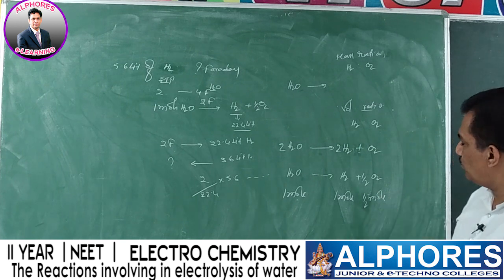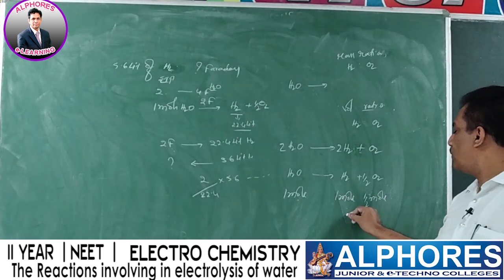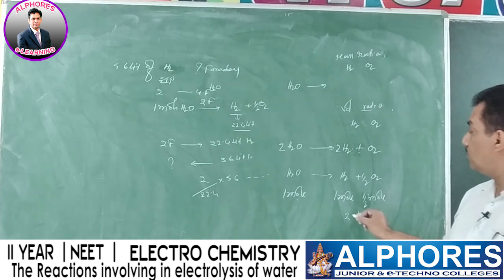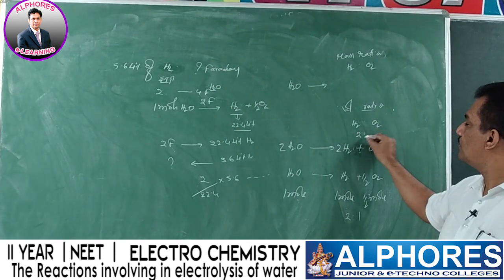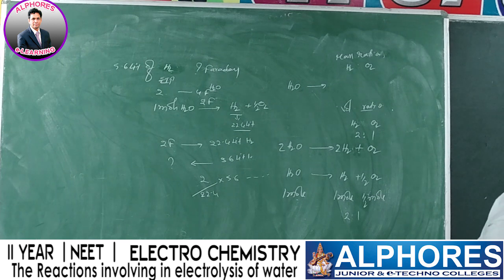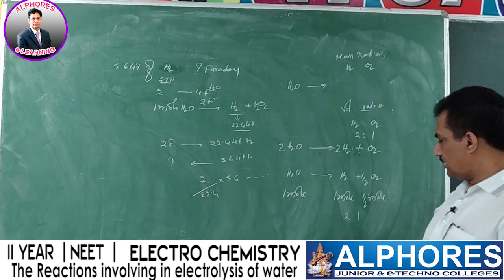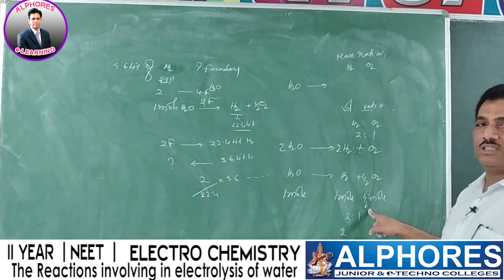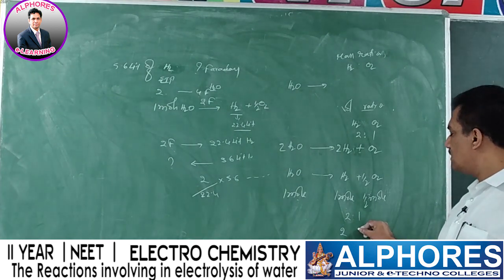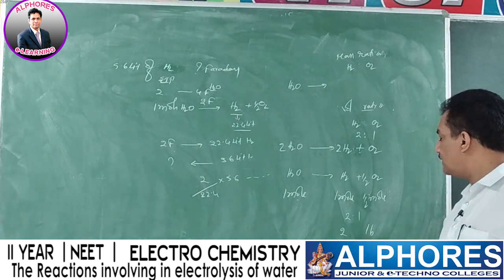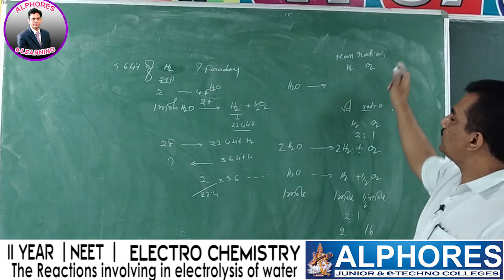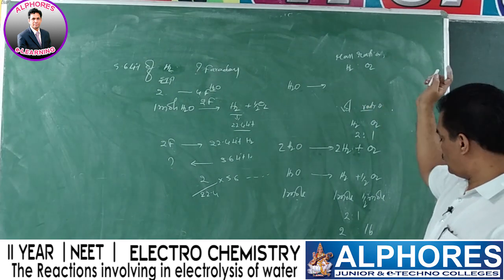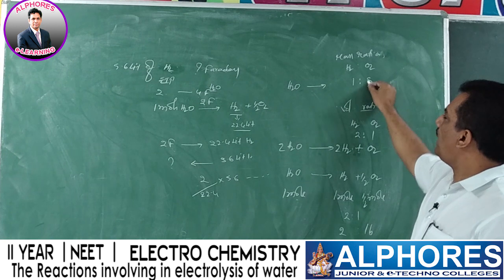So now the volume ratio is 2:1, because volume is directly related to moles, we know. So the hydrogen and oxygen volume ratio is 2:1. And coming to mass, 1 mole of hydrogen means 2 grams. And 1 mole of oxygen is 32, so automatically half mole is 16. Now the ratio is 1:8. So the mass ratio, when water is electrolyzed, of hydrogen and oxygen deposited at the respective electrodes is simply 1:8. Like that, so many questions are there.